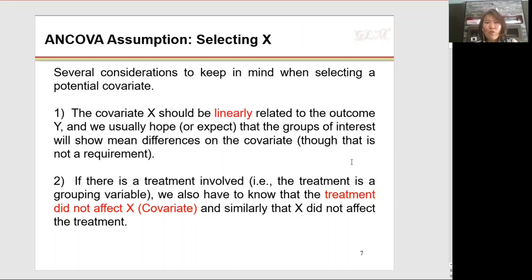First, the covariate X, a continuous variable, should be linearly related to the outcome Y. Yes, we have the XY linearity assumption, right? Number two, if there is a treatment involved, we also have to know that the treatment did not affect X, and similarly, that X did not affect the treatment.